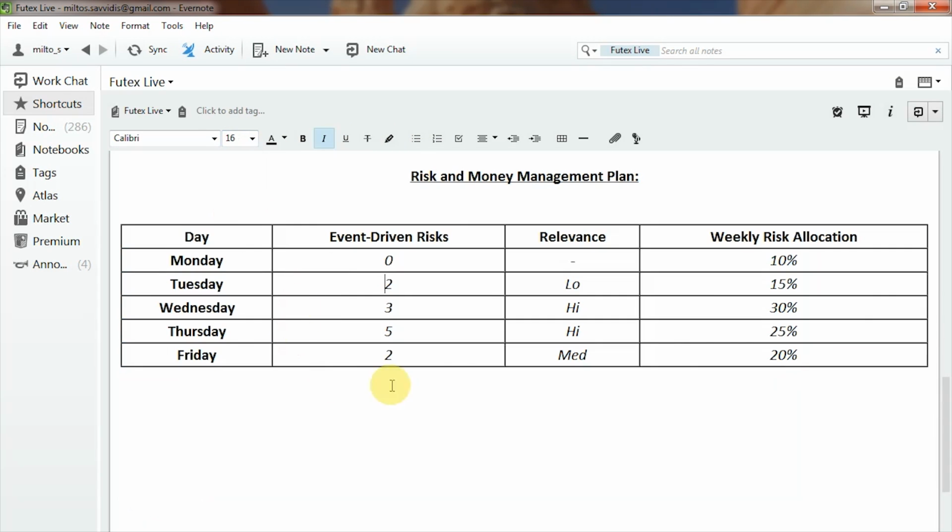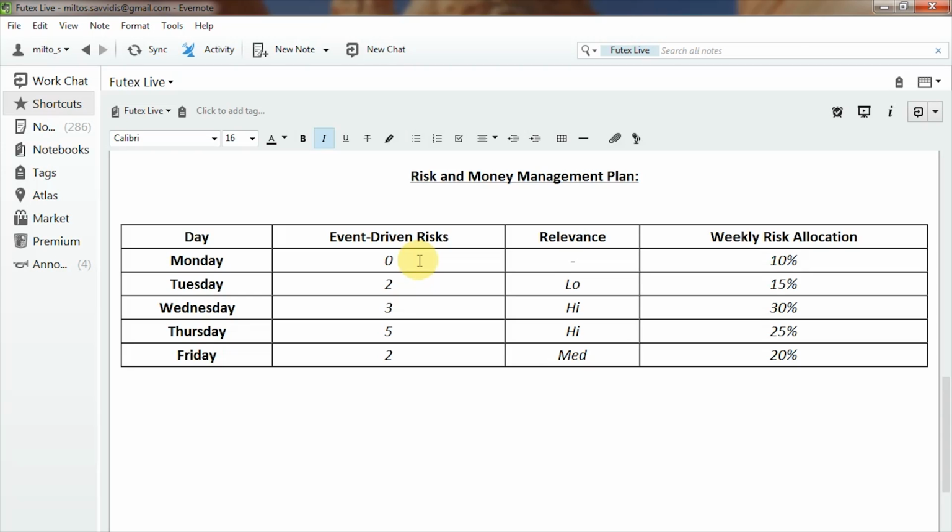If we take a look over at the risk and money management plan, I've put in really 10% is actually probably an exaggeration, but I've just put that in there. Risk allocation for Mondays, no event-driven risks, U.S. labor market holiday, very light trading, very low volume. Just keep everything at bay, I would say.